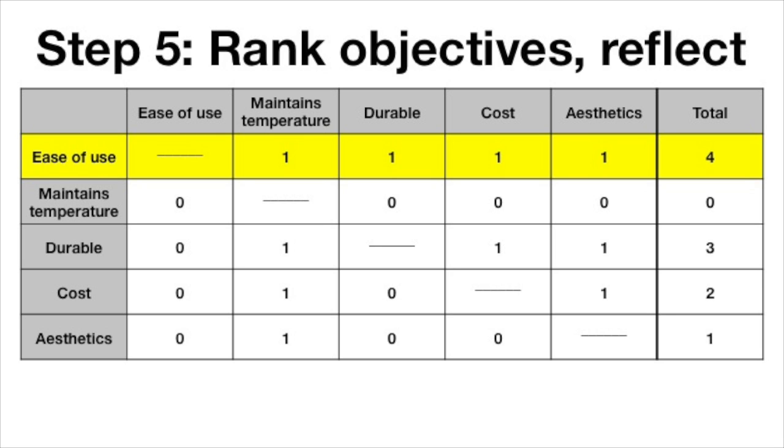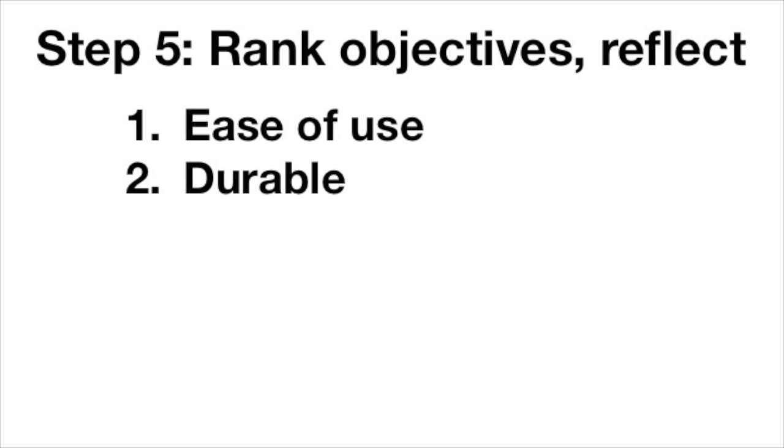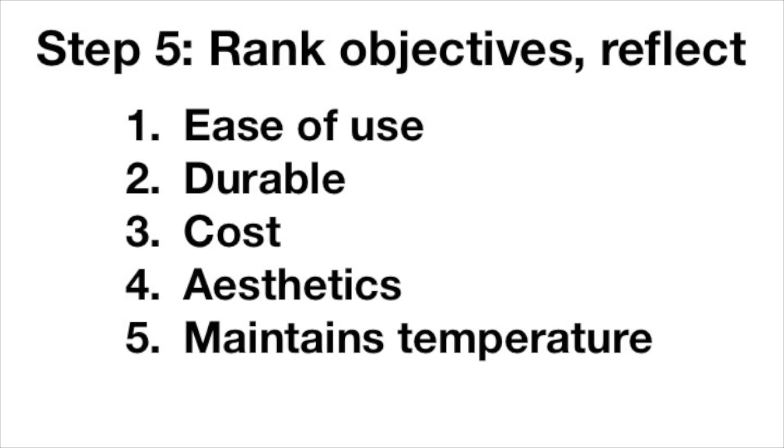So the highest ranking number in the total column is the most important criteria, and the other criteria follow down in rank. The results from the PCC for the water bottle are number 1, ease of use, number 2, durable, number 3, cost, number 4, aesthetically pleasing, and number 5, maintained temperature. So what this means is that ease of use is the most important design objective moving forward in our project, and that maintained temperature is the least important objective moving forward in our project.